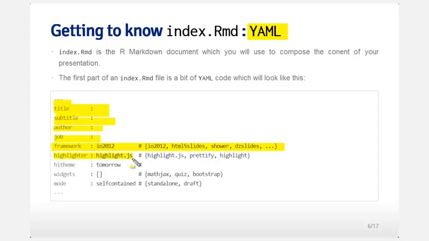The highlighter talks about some of the effects, and the theme is again a theme. You can play around with those and see what they do. The widgets talks about some options. MathJax is for mathematical equation rendering. Quiz is for these kind of automated quiz things. Bootstrap is the Twitter Bootstrap style, which is a CSS style that I guess Twitter created.